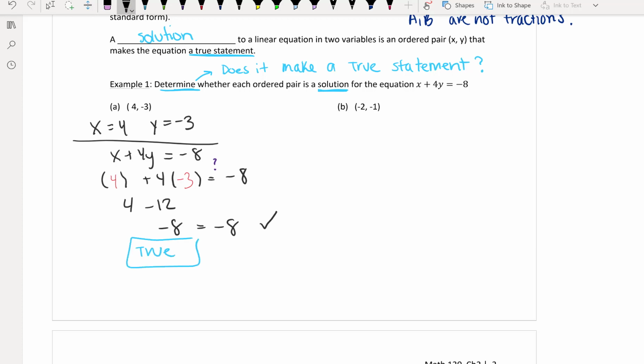And what ended up happening is that (4, -3) is a solution. And the reason it's a solution is because I made a true statement. So it's a yes. Now let's check out part B.